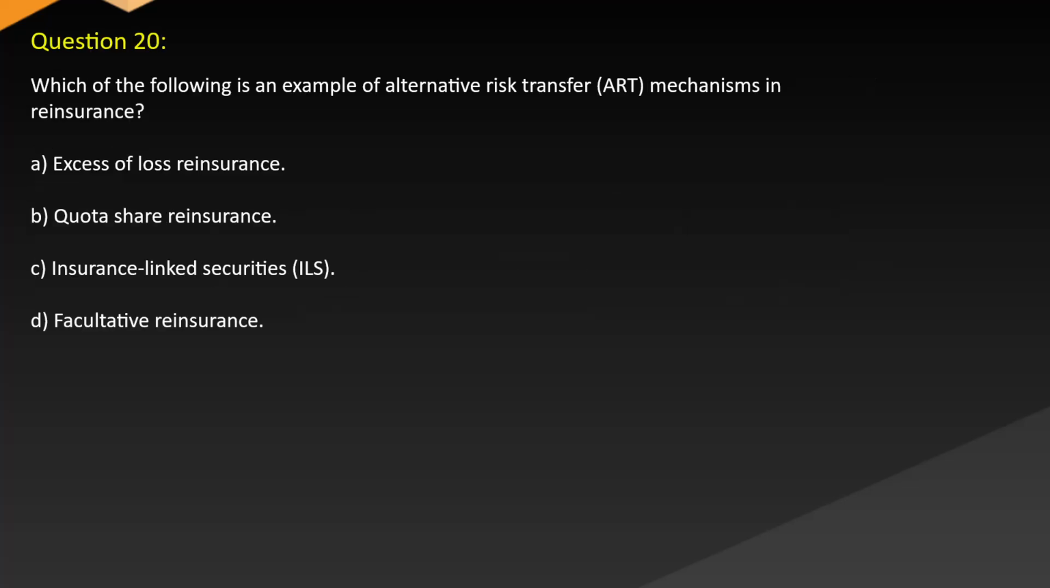Question 20. Which of the following is an example of alternative risk transfer? A. Excess of loss reinsurance. B. Quota share reinsurance. C. Insurance-linked securities, ILS. D. Facultative reinsurance.